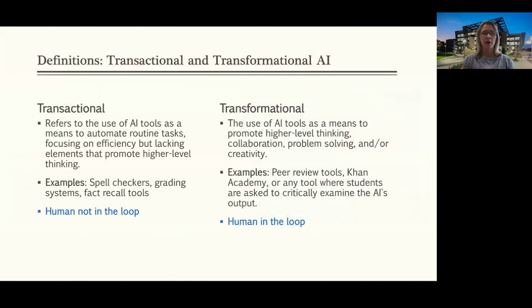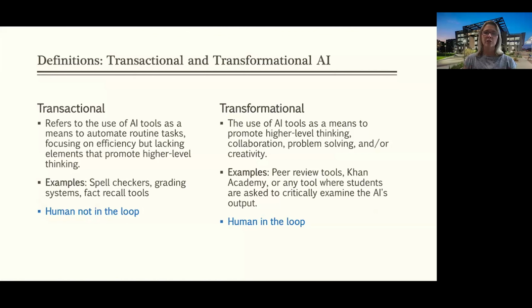So let's talk about the difference between transactional and transformational. For most of you, I'm sure you've heard these two terms in different contexts, but transactional refers to using AI tools as a means to automate routine tasks, focusing on efficiency rather than higher level thinking. And some examples might be spell checkers, grading systems, fact recall tools, okay?